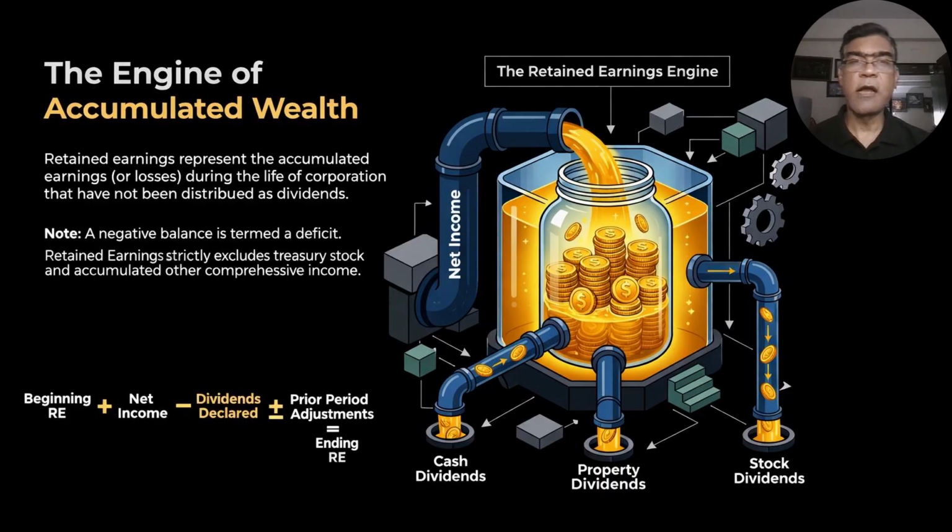If retained earnings turn negative, it is called a deficit, a signal that cumulative losses have exceeded profits. And remember, retained earnings exclude treasury stock and accumulated other comprehensive income. It focuses purely on earned profits retained within the company.